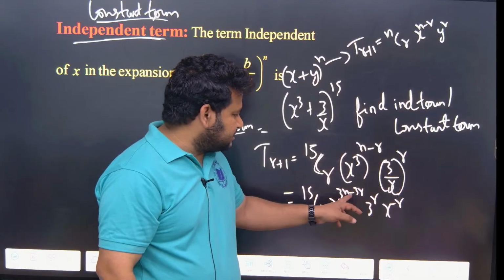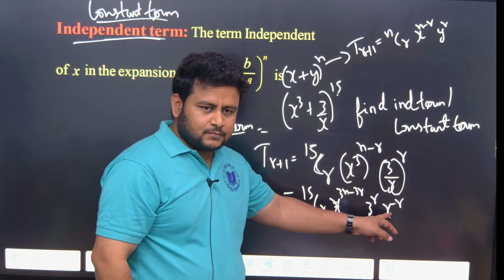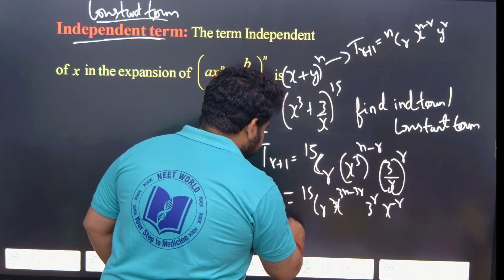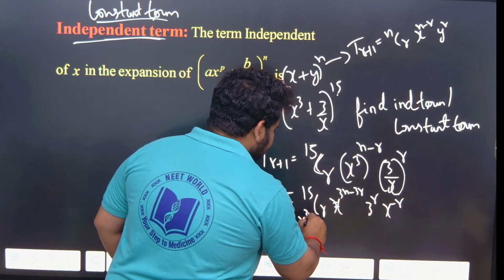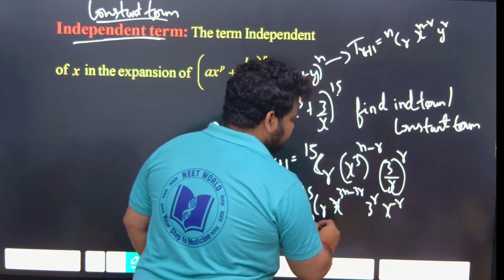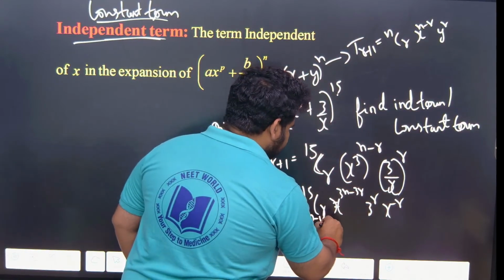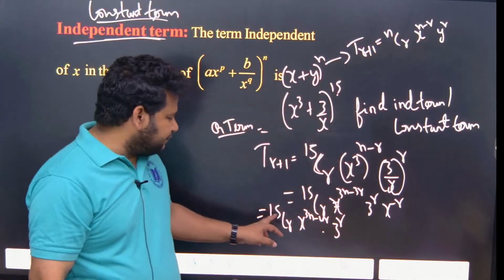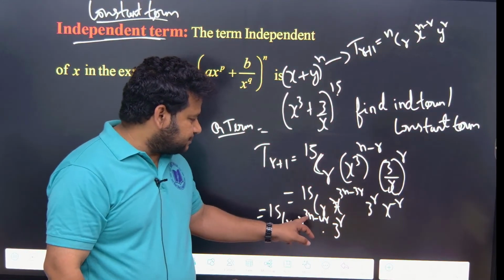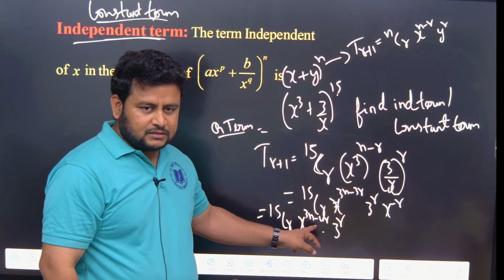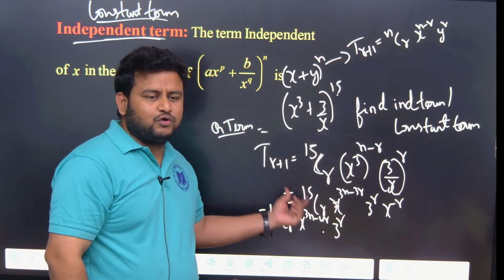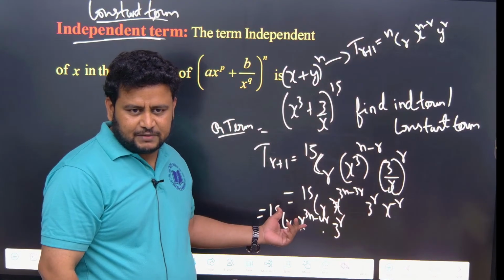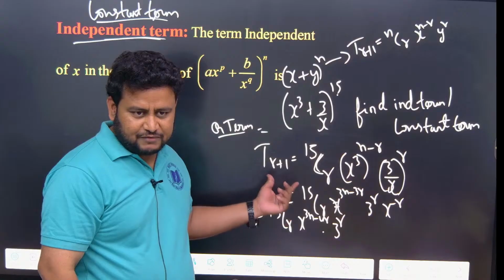So 3n minus 3r, and minus r, this will become minus 4r. Correct? Into 3 power r. So I have 15Cr, 3 power r, x power 3n minus 4r. This x term I don't want. Independent term means I should not have a variable. I should have a constant term.